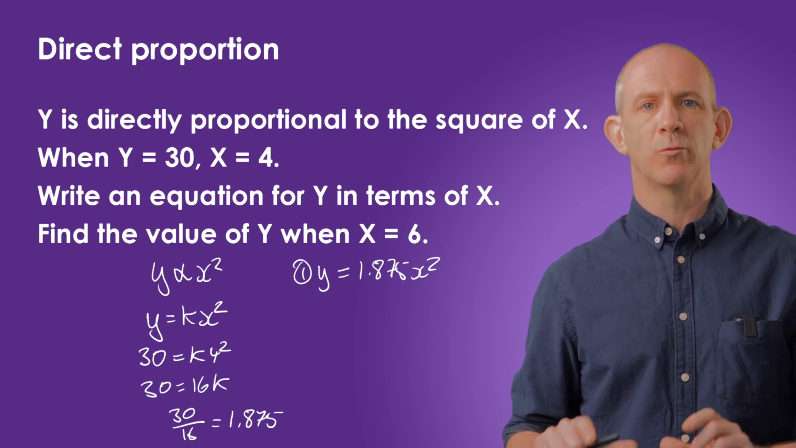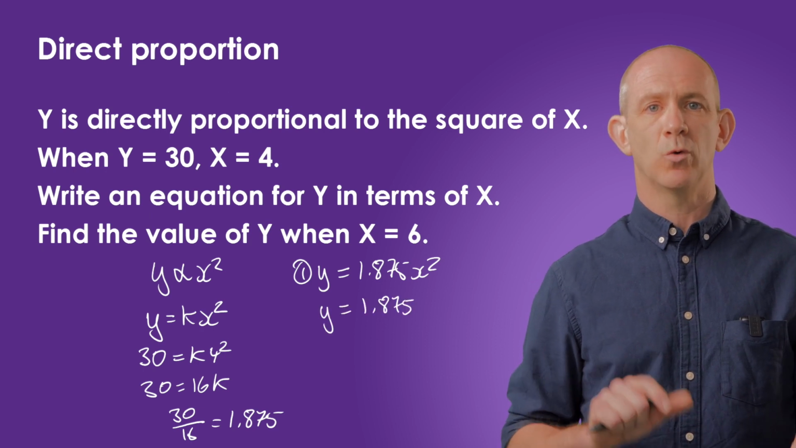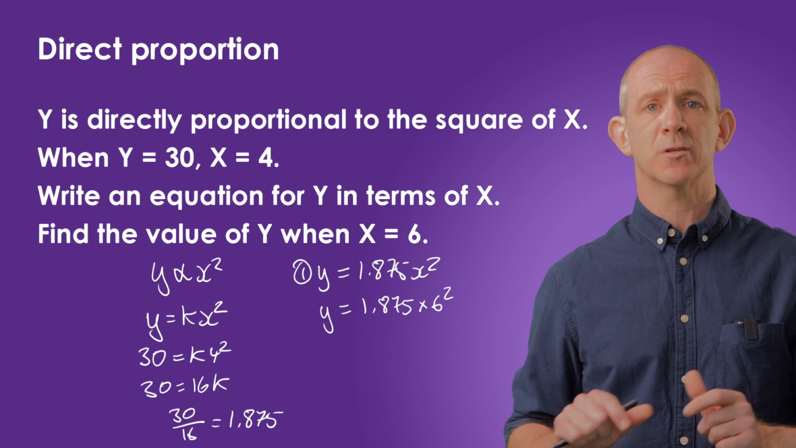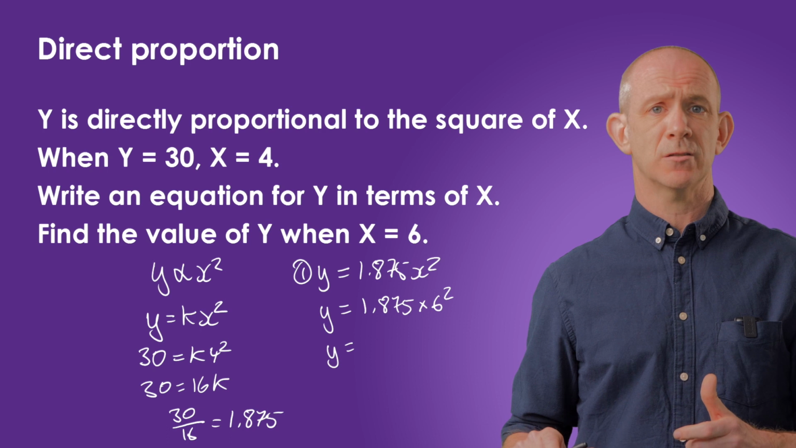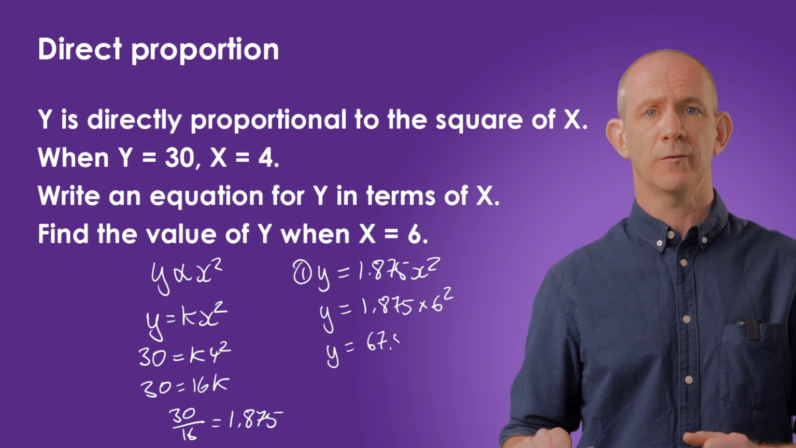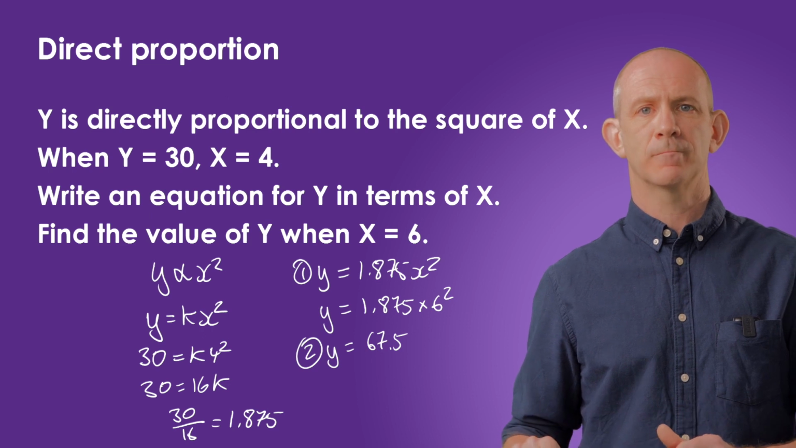In order to find the value of y when x equals 6, we'll substitute 6 in for x to get y equals 1.875 times 6 squared, which equals 1.875 times 36 and gives us 67.5. So we can state that y equals 67.5.